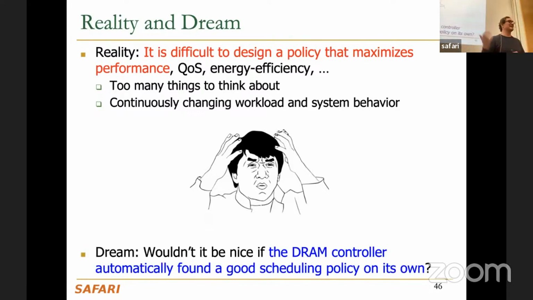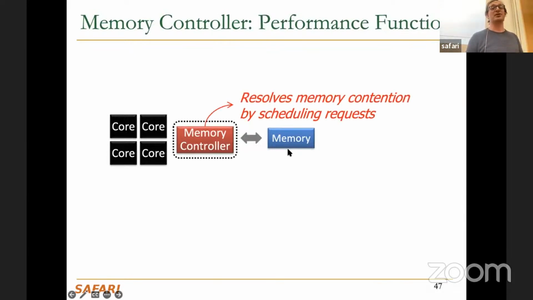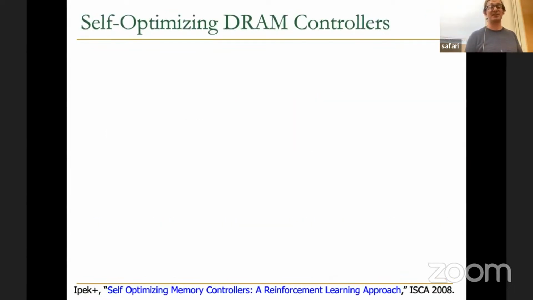So basically the dream is: wouldn't it be nice if the hardware designer didn't need to optimize for everything? Figure out a way of designing a memory controller such that it automatically finds a good scheduling policy on its own. In this case, we're only concerned with a scheduling policy to optimize performance, but this could be extended. The memory controller sits in between cores and memory, and our goal is to resolve memory contention by scheduling requests. So how do we schedule requests to maximize system performance?